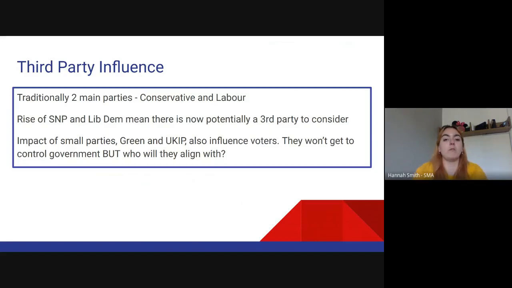Voters know, right? UKIP are not suddenly going to win a majority in the House of Commons. The Green Party won't. The SNP literally can't because there's not enough constituencies in Scotland to give them a majority. However, who will they align with? The Green Party and SNP are likely to buddy up with Labour. The UKIP supporters are likely to buddy up with Conservatives. So when you're thinking about social class and third-party influence, if you think Conservative is too right-wing and Labour is too left-wing, you're going to look for someone in the middle if you're going by social class. So that can have an impact as well.